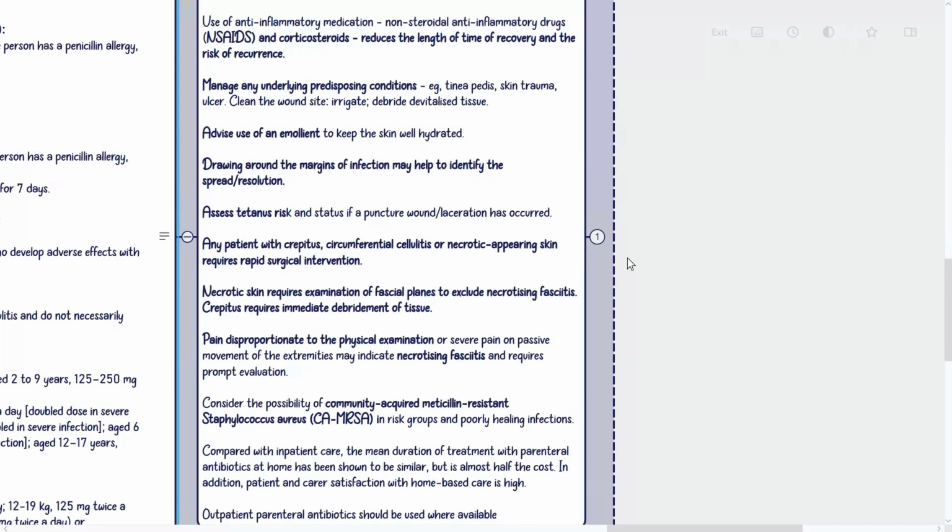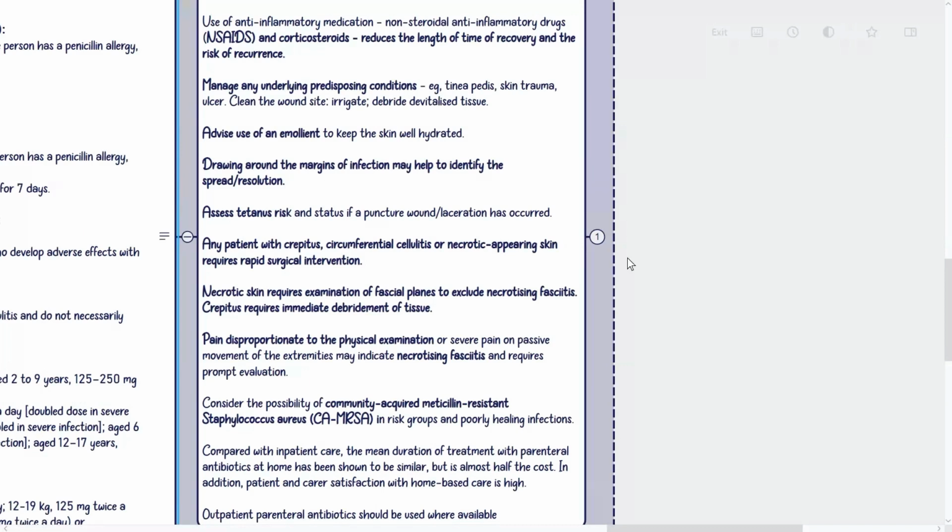Any patient with crepitus, circumferential cellulitis, or necrotic appearing skin requires rapid surgical intervention. Necrotic skin requires examination of fascial planes to exclude necrotizing fasciitis. Crepitus requires immediate debridement of tissue. Pain disproportionate to the physical examination or severe pain on passive movement of the extremities may indicate necrotizing fasciitis and requires prompt evaluation. Consider the possibility of community-acquired methicillin-resistant Staphylococcus aureus in risk groups and poorly healing infections.